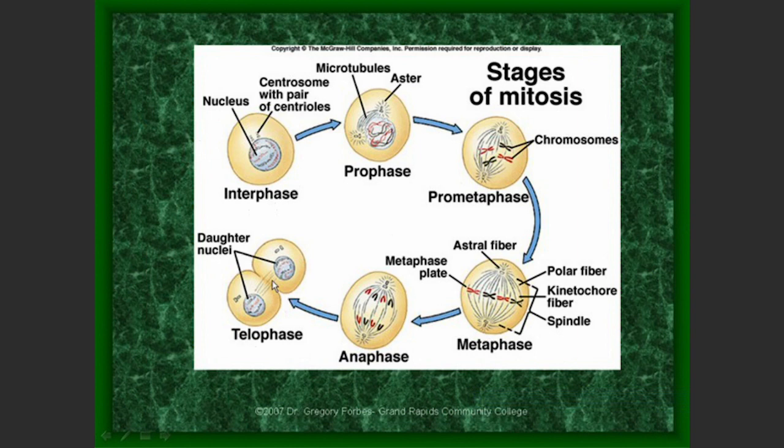Well, if we're going to have 2 daughter cells, that means we have to have 2 nuclei, we have to have 2 complete sets of chromosomes, we have to have 2 complete sets of organelles. So all this replication of organelles and chromosomes is actually happening here in interphase. So interphase, once again, becomes the precursor to mitosis.